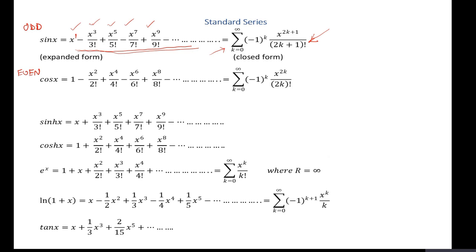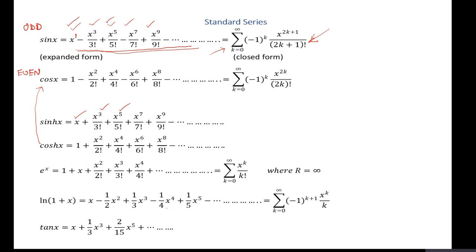Sinh of x, how can you remember that? Well, it's actually quite easy. The terms are virtually the same as sine of x. Well, they are the same. So what's the difference? This is not an alternating series. All the terms are positive. The same with cosh of x. Very similar to cos of x. All the terms are exactly the same, except all the terms in this case are positive.